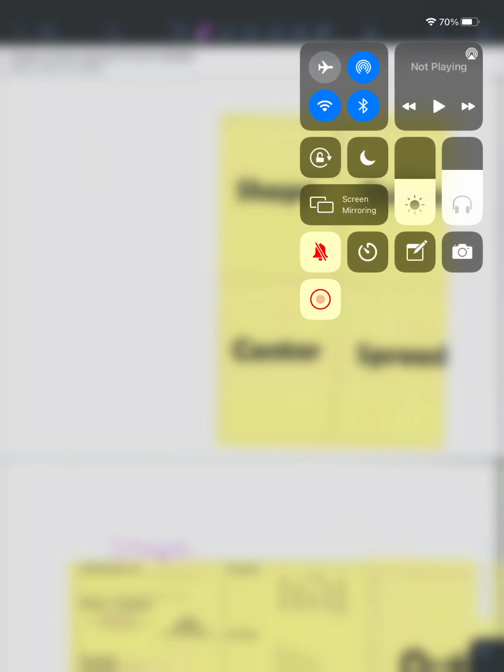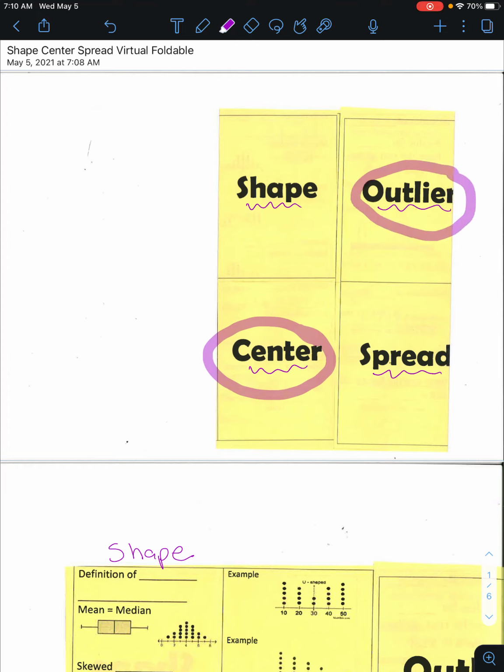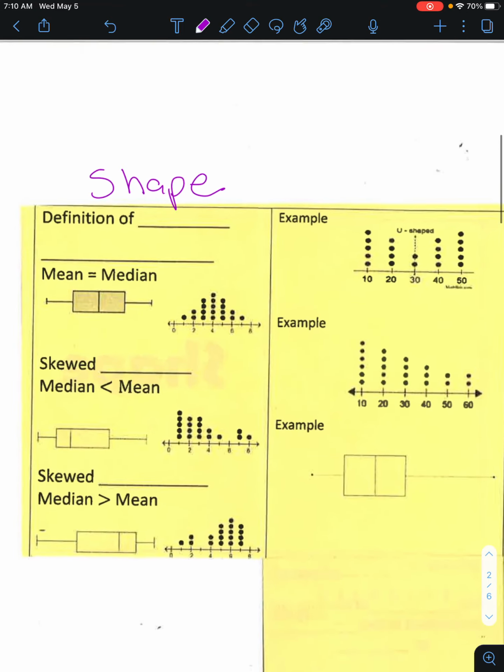Good morning, everybody. All right, this is your homework for tonight. It's a foldable on shape, center, spread, and outliers. Of these four, we've already talked about center and outliers. The only two new things are shape and spread. So let's get started. Open up this first flap for shape in your foldable, and you should see this.